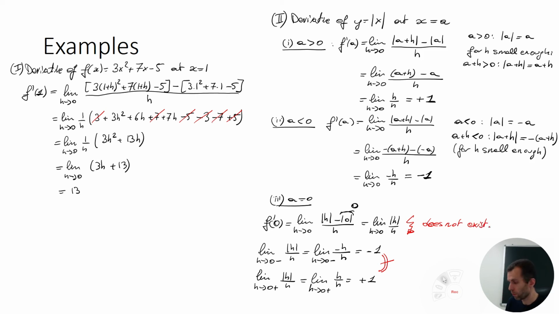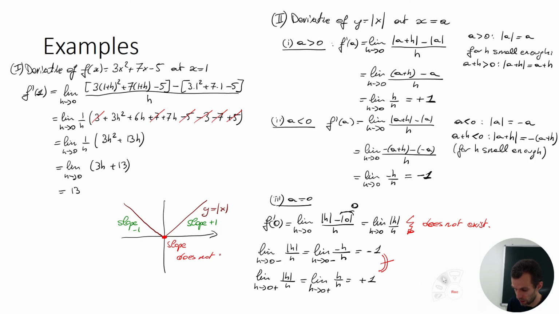And the reason why you get these answers, you can easily see from a figure. So here, if we draw y equal to absolute value of x, it's two straight lines, one going down, one going up. So you see here we have slope plus 1, here we have slope minus 1, and then in the origin, slope does not exist.